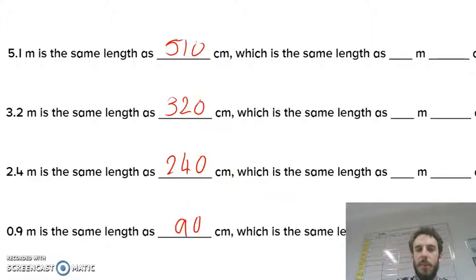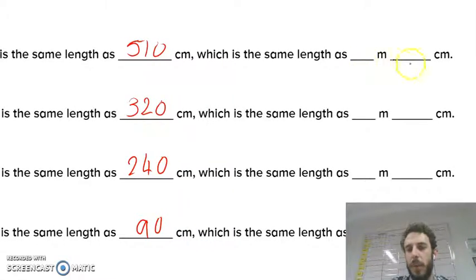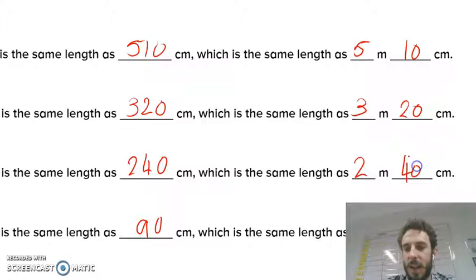You can see this table continues over here, where you're asked to record them as meters and centimeters. So you just need to be careful with your decimal points. Don't make any errors. Here, 510 centimeters is the same as 5 meters and 10 centimeters. 320 centimeters is 3 meters and 20 centimeters. 240 centimeters is 2 meters and 40 centimeters.